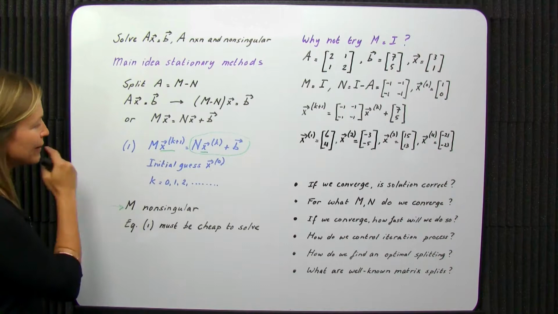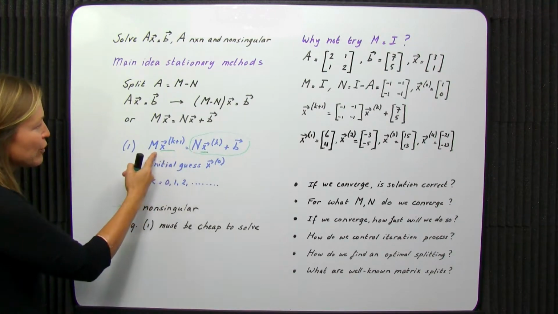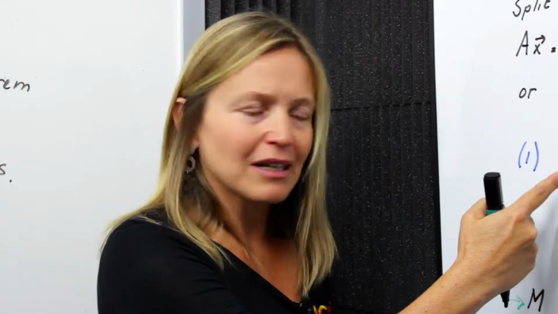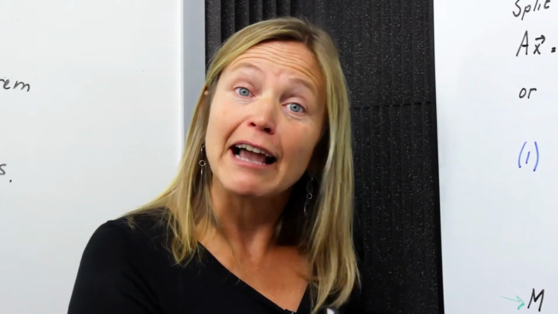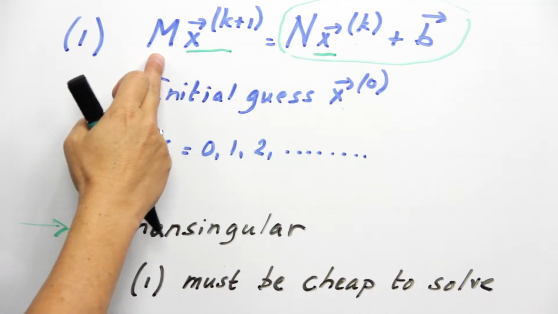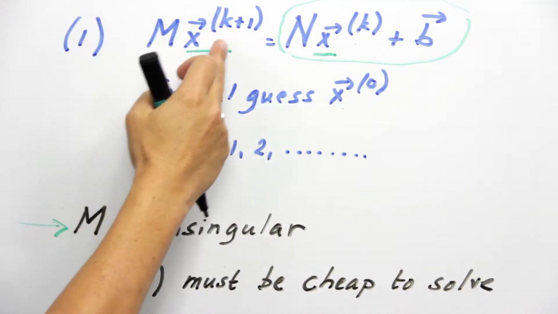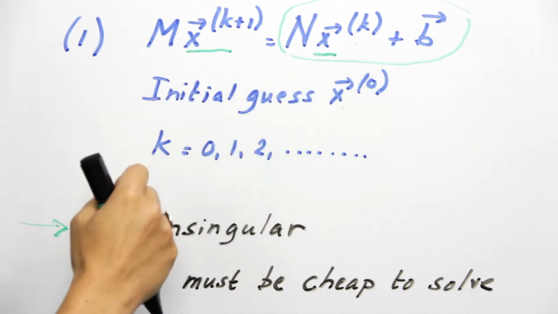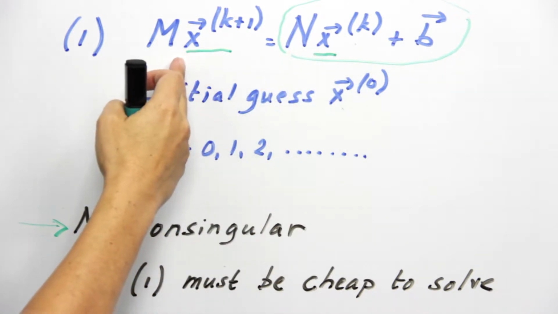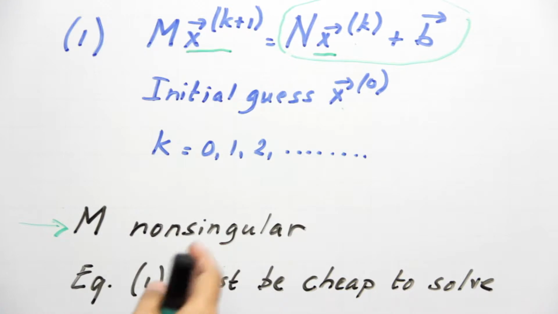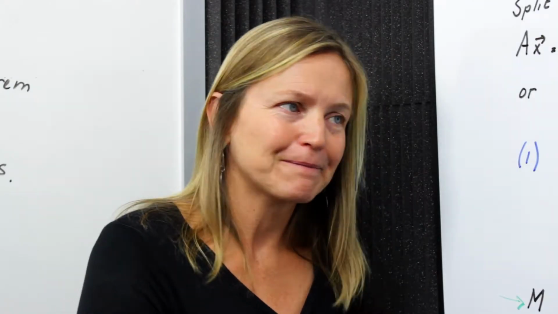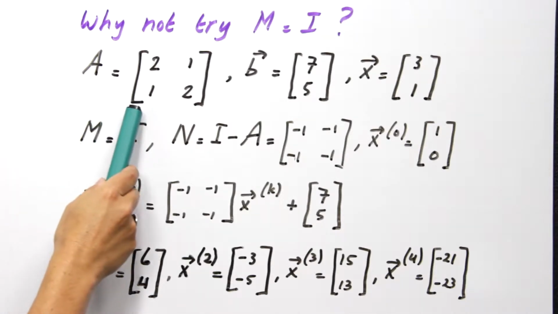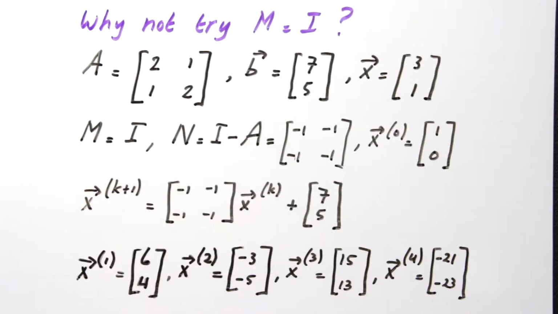Now, looking at the system that we need to solve, you may think, oh, the cheapest and the easiest M that we could possibly take is the identity, right? If M is the identity, then I just get the equation xk+1 = Nxk + b, and I don't even have to solve a system. I explicitly get xk+1 as a function of xk. Would this work? Let's have a look. So I've chosen this matrix A, just a 2 by 2 matrix with that b, and that gives us the solution x = (3, 1).